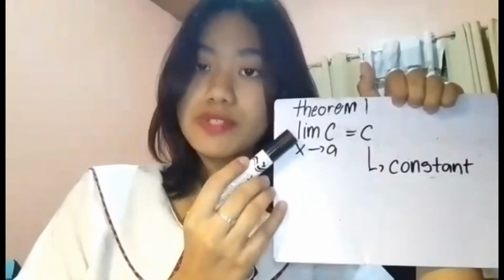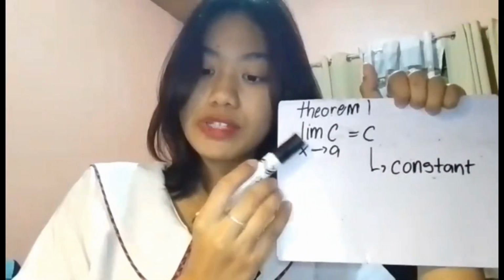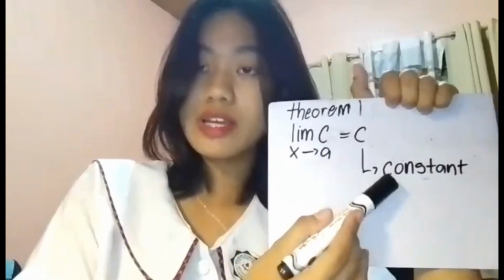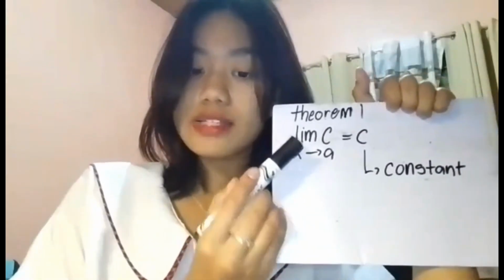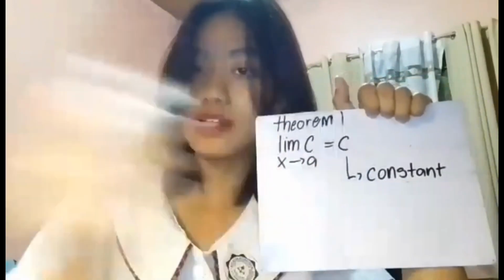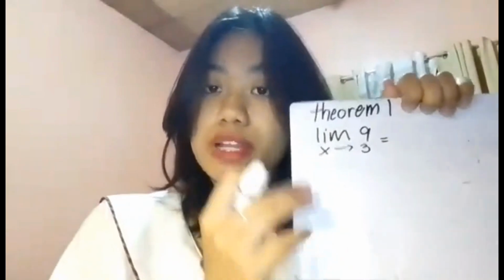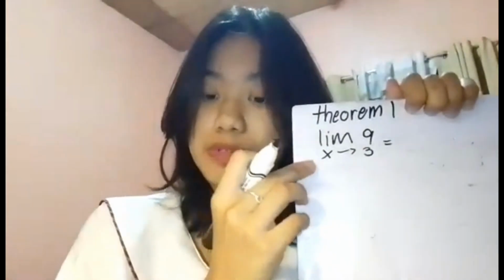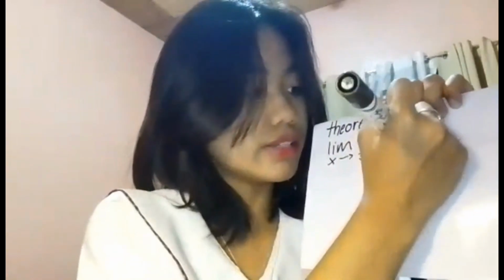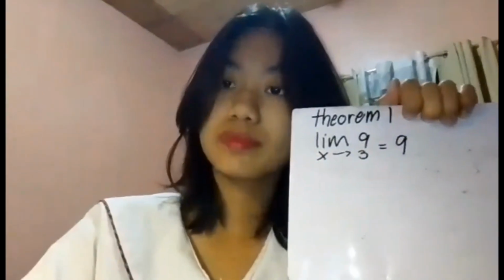We have the limit of c as x approaches a is equal to c, where c is a constant. The limit of our constant as x approaches a, which is any number, is equal to the constant. So we have the limit of 9 as x approaches 3. That is equal to our constant here, which is 9. So that's how we got our limit, and that's how you solve theorem number 1.